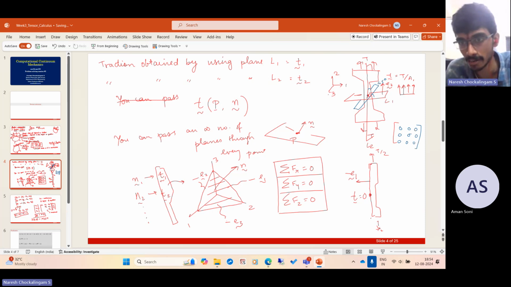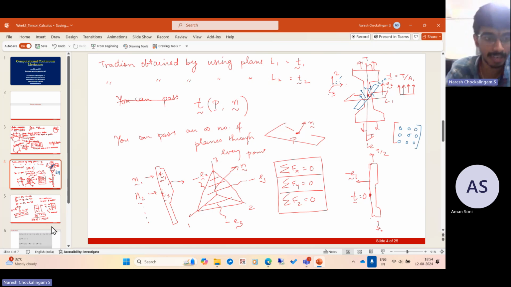If you cut this along this direction, again, it will expose a certain distribution of internal forces, and you can ask the question: what is the internal force intensity at this point on a plane which is halfway between planes 1 and 2, which is at 45 degrees to planes 1 and 2? You can ask that question and you get the result.